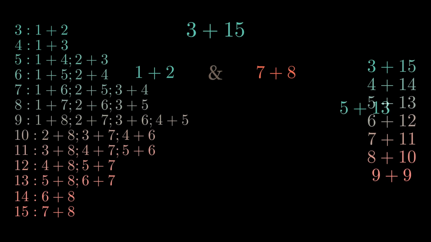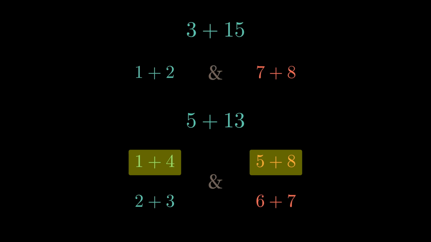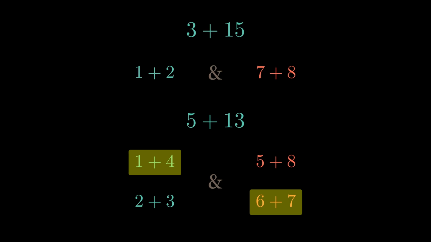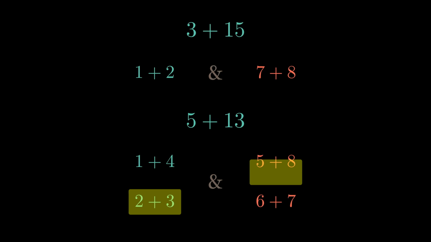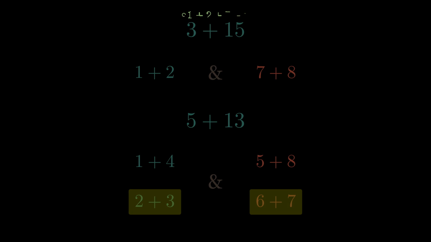Next, how about 5 and 13? We can combine 1 and 4 and 2 and 3 with 5 plus 8 and 6 plus 7, which gives the 4 different combinations: 1 plus 4 plus 5 plus 8, 1 plus 4 plus 6 plus 7, 2 plus 3 plus 5 plus 8, and 2 plus 3 plus 6 plus 7. All in all, we get 8 and only 8 different 4-number sums shown on the screen.